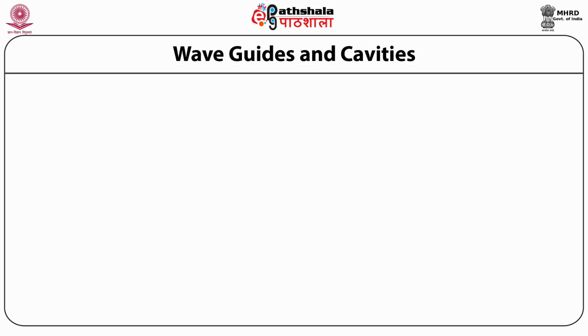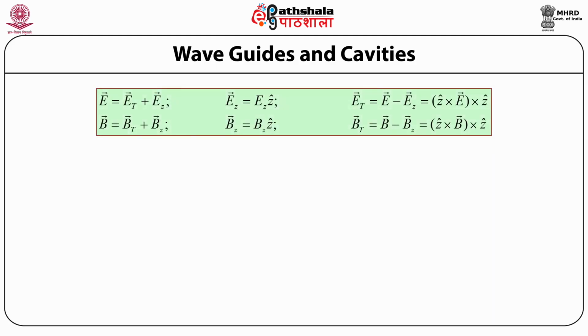Now separating out the longitudinal component, along the z-axis, and the transverse components, in the xy plane, for both the electric field and the magnetic field, we can write the electric field as the transverse electric field plus the electric field along the z-axis, given by Ez, where the Ez vector is equal to Ez times unit vector z, and the E transverse vector is equal to E vector minus Ez vector, which equals unit vector z cross the electric field, whole cross unit vector z. So that's a vector triple product.